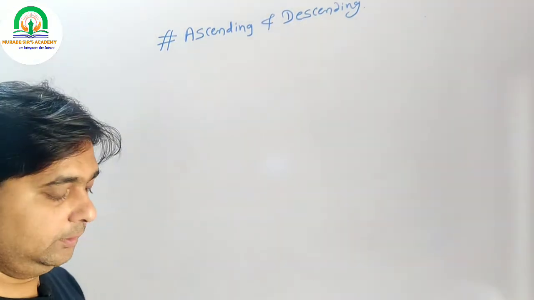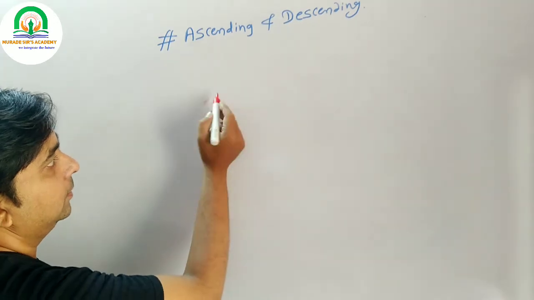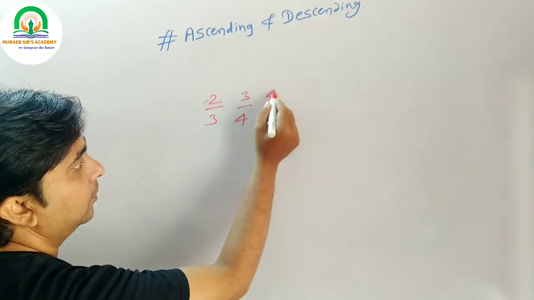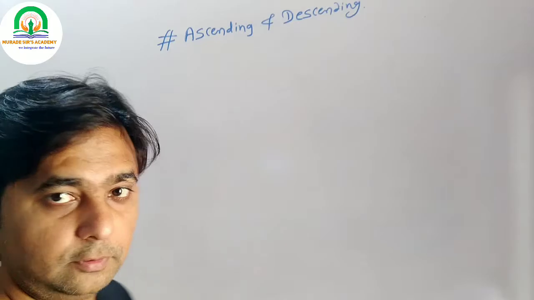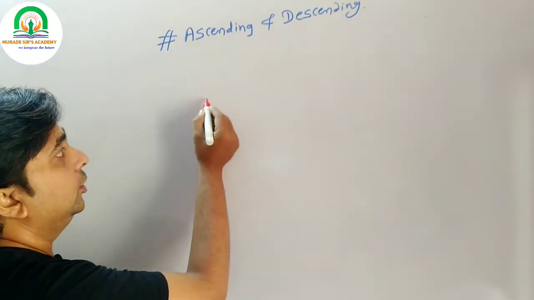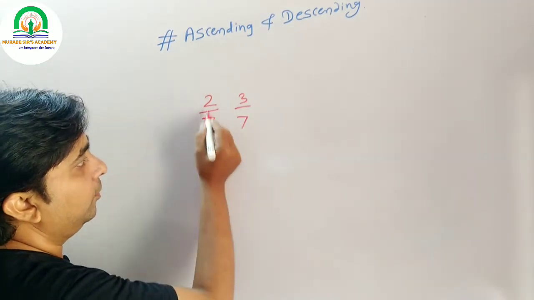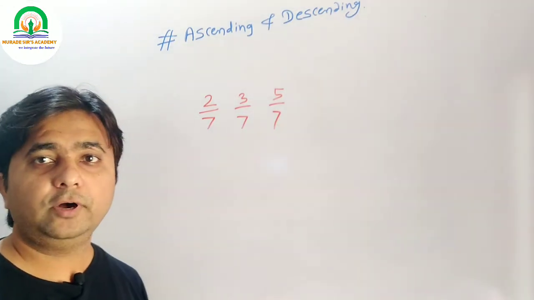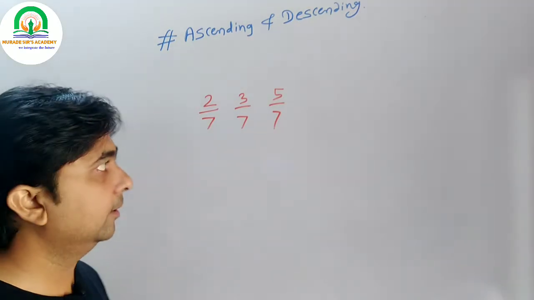First we take the denominator value the same: 2 upon 3, 3 upon 4... descending of fractions. First we take the denominator value same: 2 upon 7, 3 upon 7, 5 upon 7. Ascending means first the small number, descending means first the larger number.